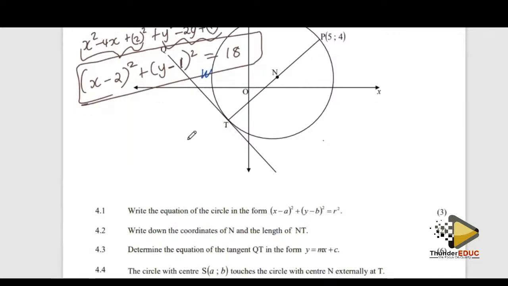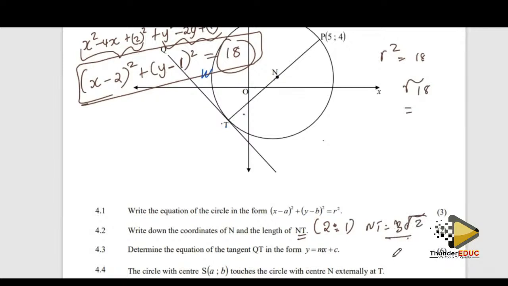Okay, then write down the coordinates of N, which is the center. So N is going to be 2 and then 1. We switch the signs, +2 and +1. Then they want the length NT. NT is the radius, but remember this 18 of ours is the r squared. So for us to get r alone, you must get the square root of it. Okay, so NT is square root of 18, which is 3 root 2, if I was to simplify that.